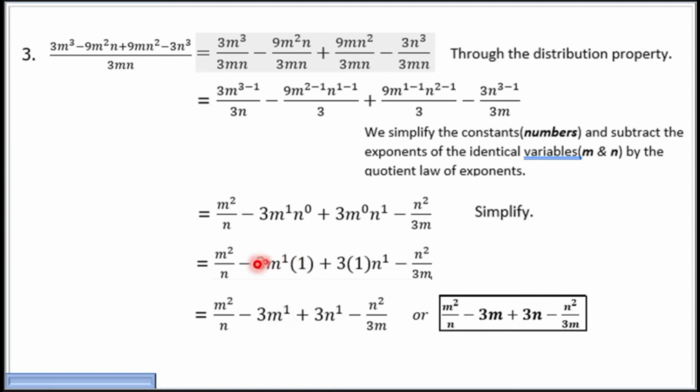Okay, 1 times 3 is 3. Okay, plus 3 times 1 is 3, n raised to the power of 1 minus n squared over 3m. Ikopyahan na nato, or in this form. Mao na ni siya ang final. Pwede na nagkuhaon ang mga 1 diha. So mao na siya. Okay. Proceed.